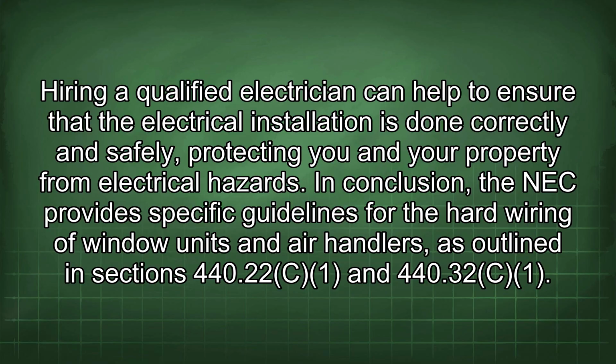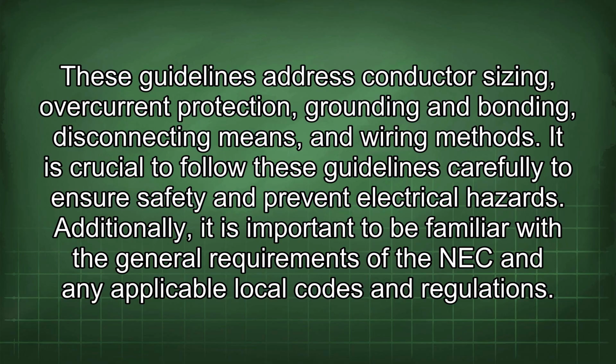In conclusion, the NEC provides specific guidelines for the hard wiring of window units and air handlers, as outlined in sections 440.22 and 440.32. These guidelines address conductor sizing, overcurrent protection, grounding and bonding, disconnecting means, and wiring method. It is crucial to follow these guidelines carefully to ensure safety and prevent electrical hazards.